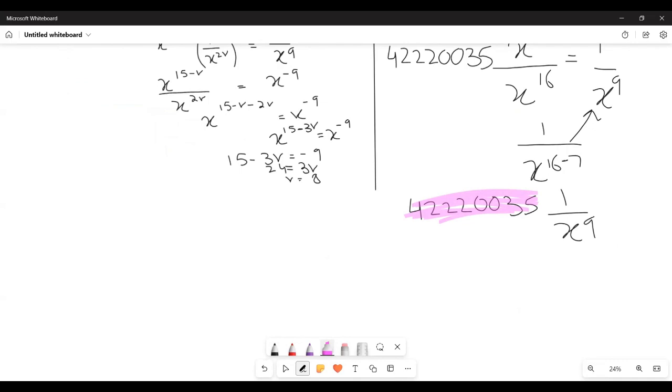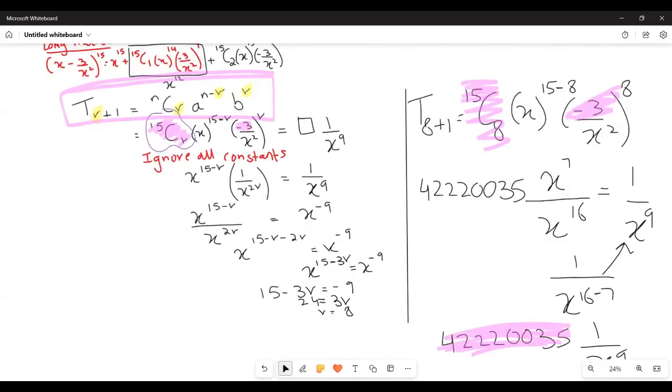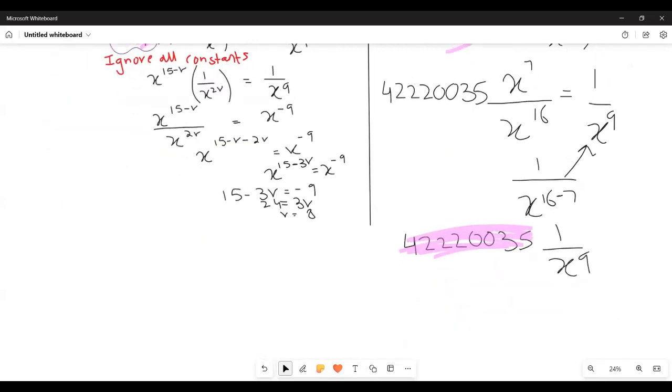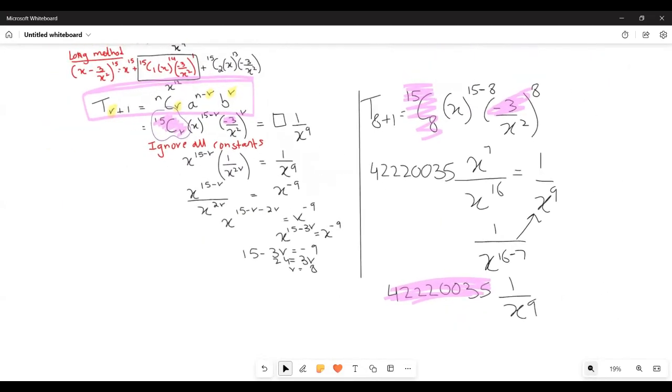Did you ask for the coefficient or the term? What was the question? Find the coefficient. Yes. So you just need to give the coefficient. Don't write into 1/x^9.